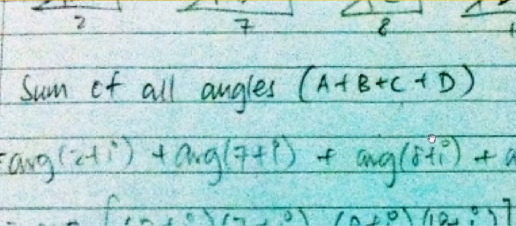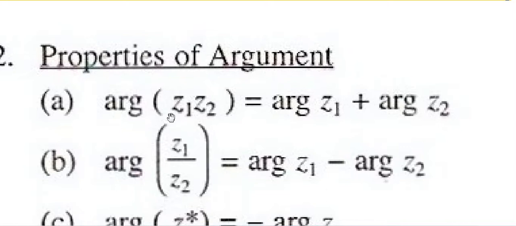To find the sum of all angles A plus B plus C plus D is the same as finding argument 2 plus i, argument 7 plus i, argument 8 plus i, and argument 18 plus i. As you can see, this is one of the properties of the argument. Argument z1 plus argument z2 actually equates to argument z1 times z2.